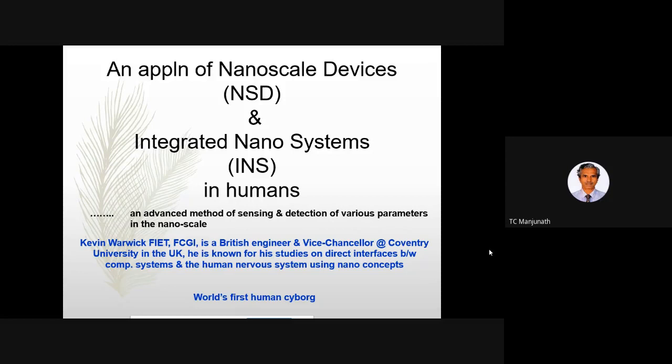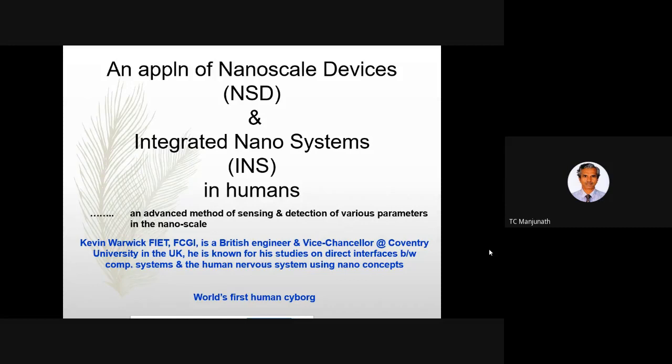For example, if you want to get a Nobel Prize, each and every concept has to be perfect. There should be no disadvantages. In the system he had designed, one or two small disadvantages were there. Of course, it was the greatest invention he has done. Kevin Warwick, you might have heard of this.